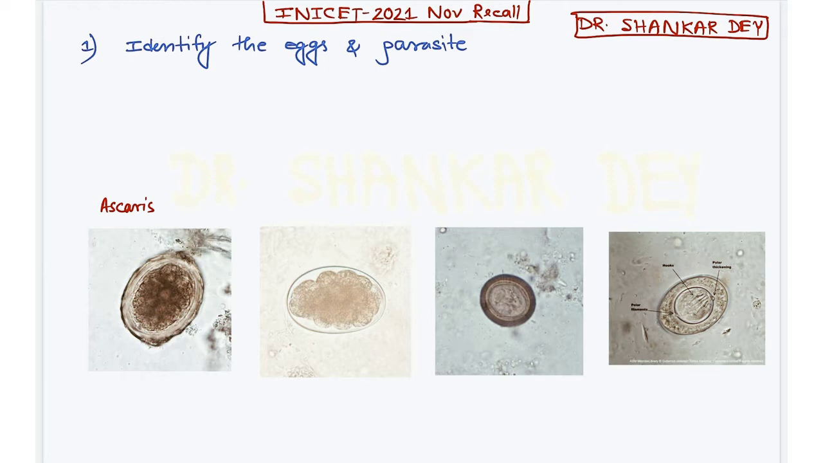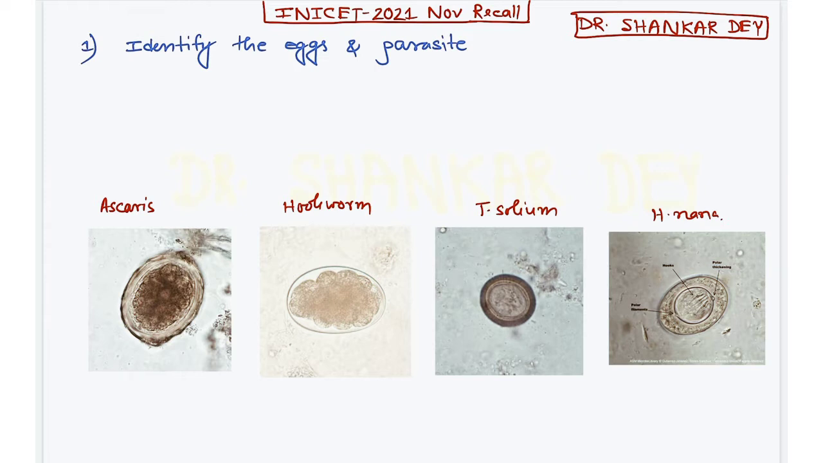Second one, this is the egg of Hookworm. So this is egg of Hookworm. Third one, this is the egg of Taenia solium. And the fourth one, this is the egg of H. nana, Hymenolepis nana. So this is the identification of eggs.